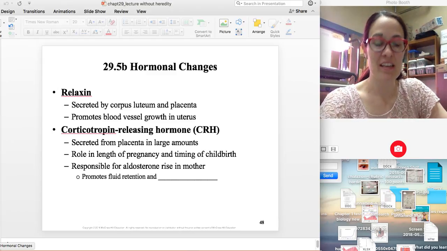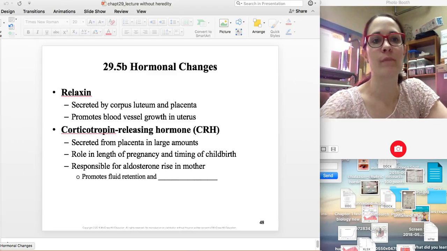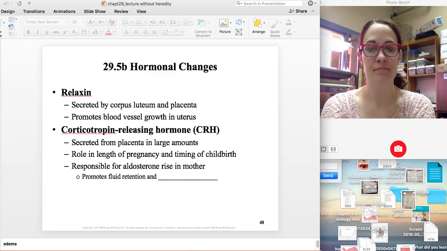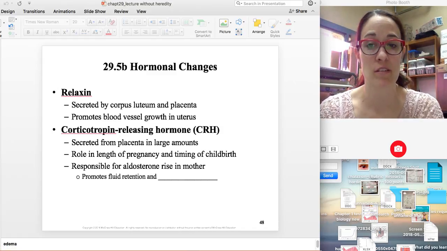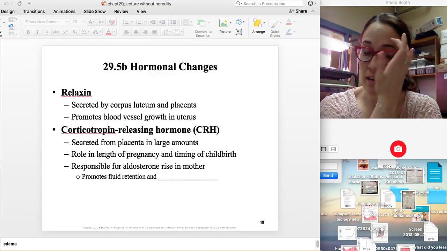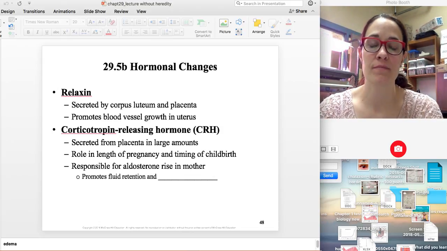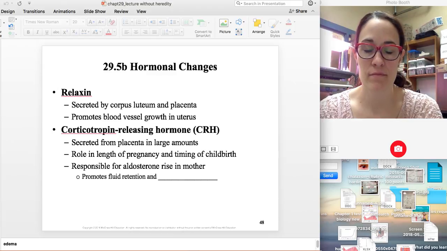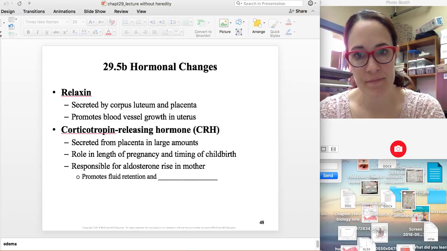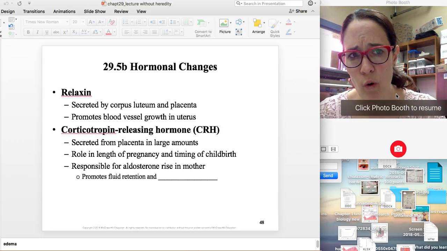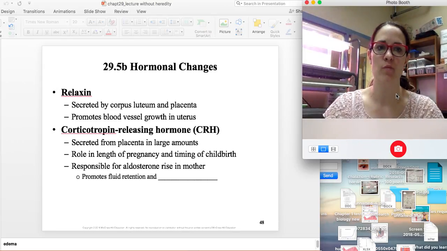Other hormones, those were two very important ones. Other hormones: relaxin actually promotes blood vessel growth in the uterus. CRH, there's a few things it does, but your placenta secretes it. It has a role in timing of childbirth and length of pregnancy, although that role isn't well understood.